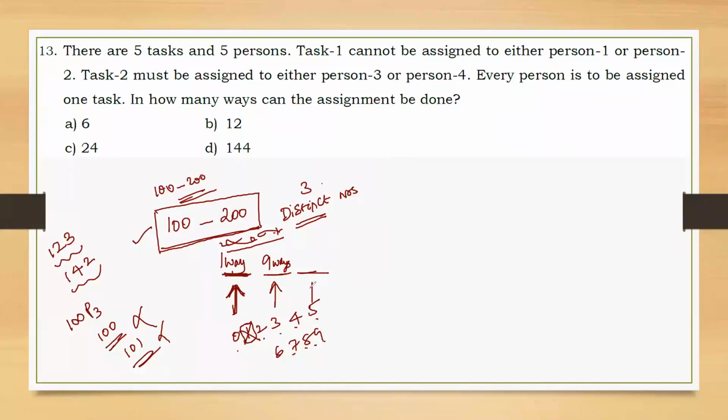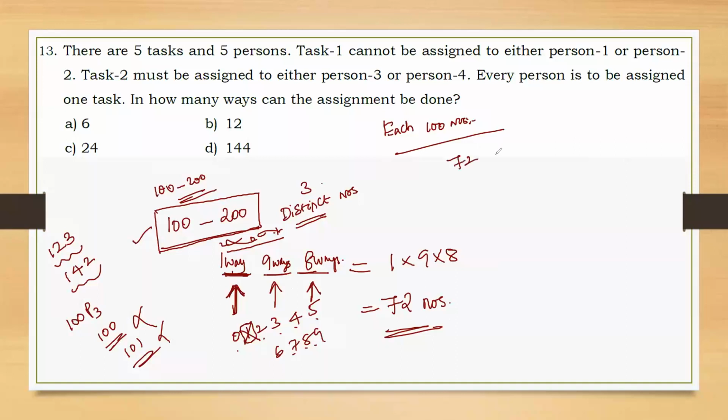Okay, then remaining 8. Is it clear? So the answer is yes, it does. Good. The answer is 1 into 9 into 8. Total we have 72 numbers for 100 to 200. So for each 100 numbers you can check and verify afterwards. You can write and see, no issues. Each 100 numbers will have 72 different digit numbers.